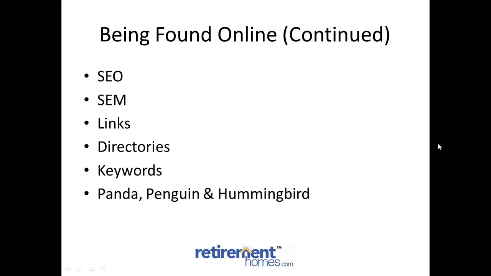And again, links, higher quality links to your site. So associations, directories, obviously like retirementhomes.com. Google wants links to your site to count for something, because that's how Google can determine how relevant and how important your site is. If you have a website and nobody links to you, Google's computers will look at you and say, oh, you must not be so relevant because nobody's directing to you.